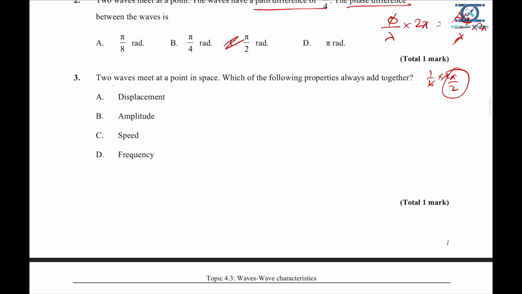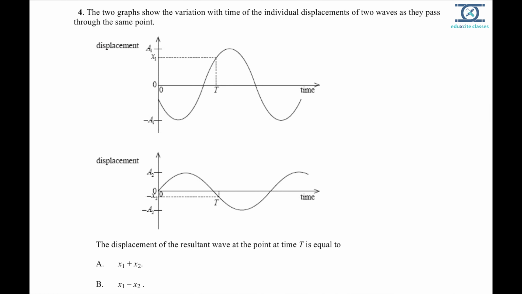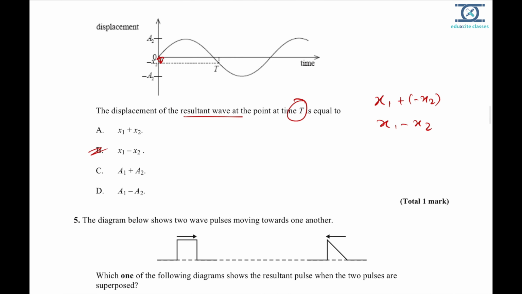Question number 3. Two waves meet at a point in space. Which of the following properties always add together? This is nothing but your displacement only. Direct question. Again, displacements are always added. So this is positive x1, this is minus x2. So the resultant wave at time t, if they are superimposing, is x1 plus or minus x2, that is x1 minus x2. Option B is the right answer.